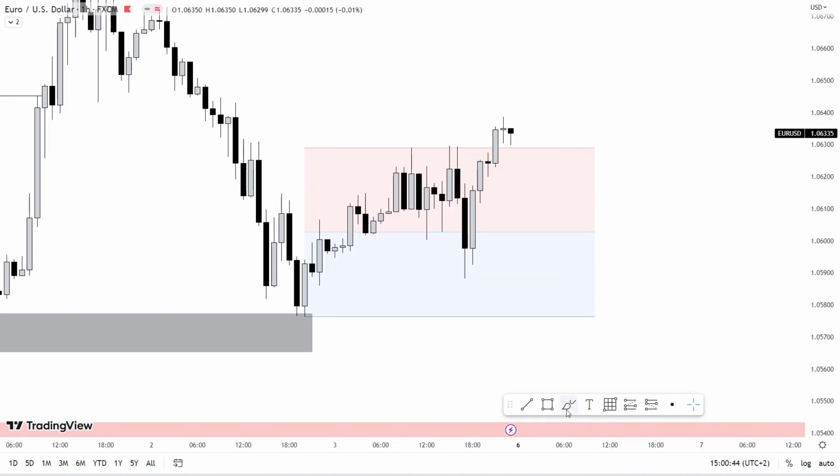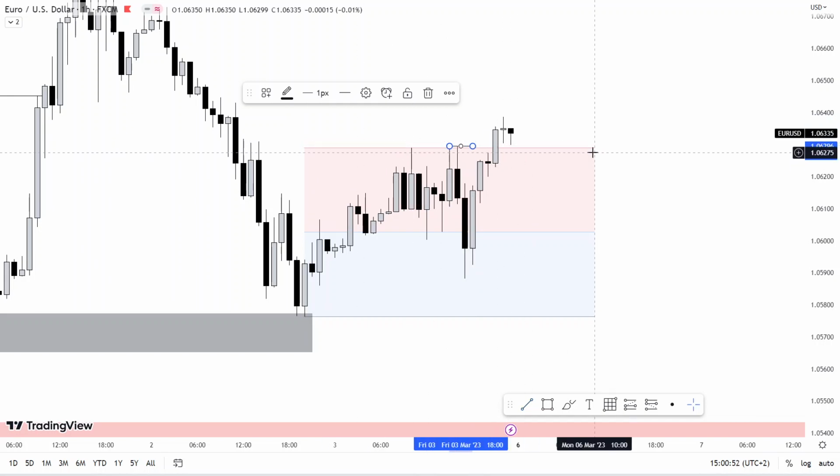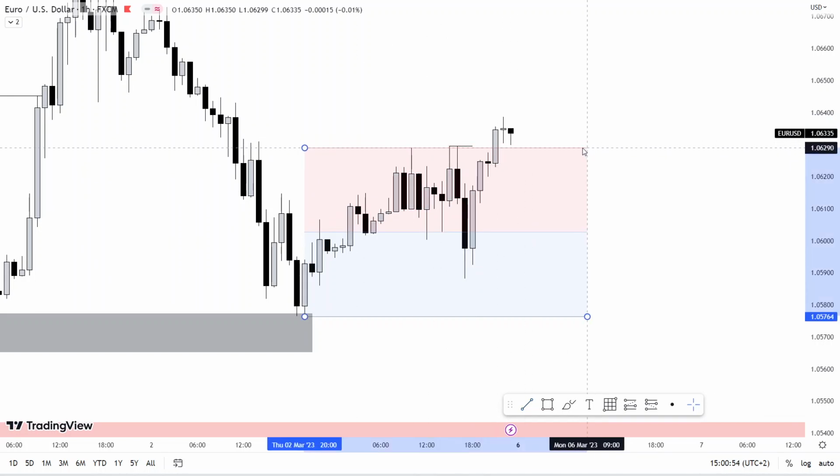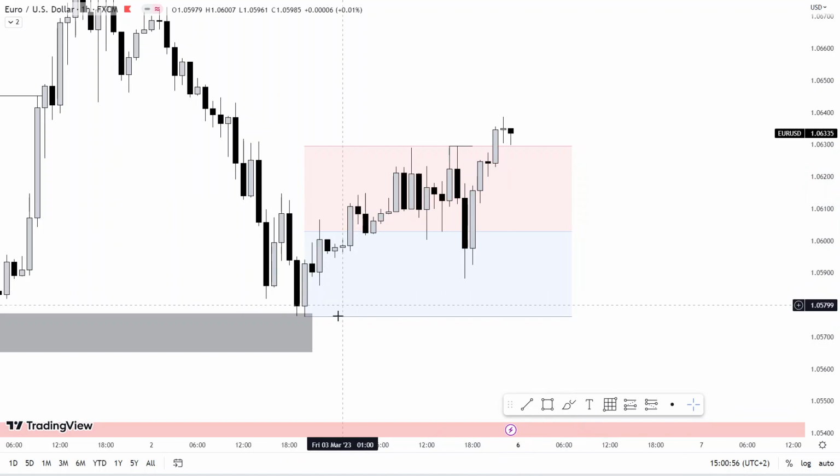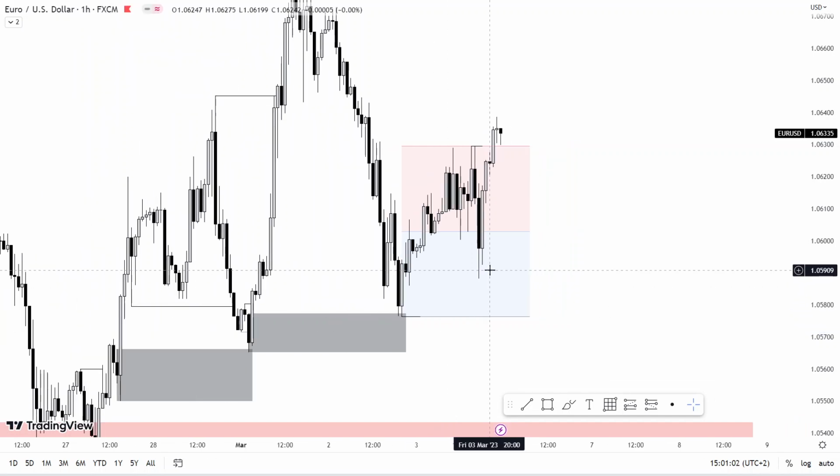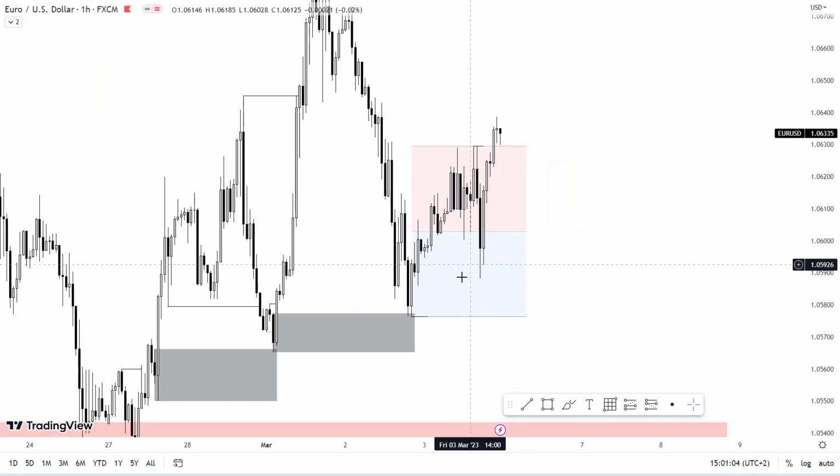high right here, from this high, actually this high right there, to this low right there. So you'd want to be a buyer in this area, right? You'd want to be a buyer in this area.